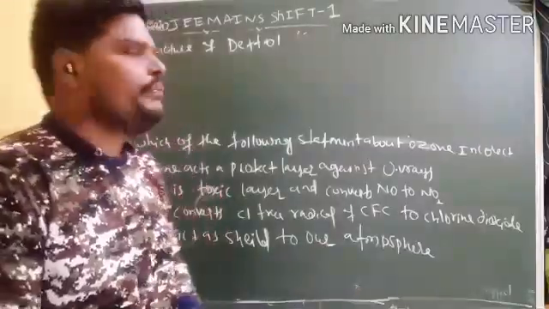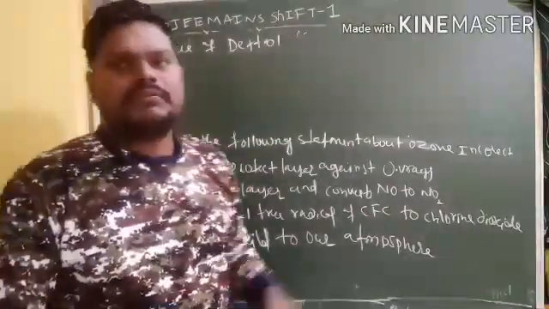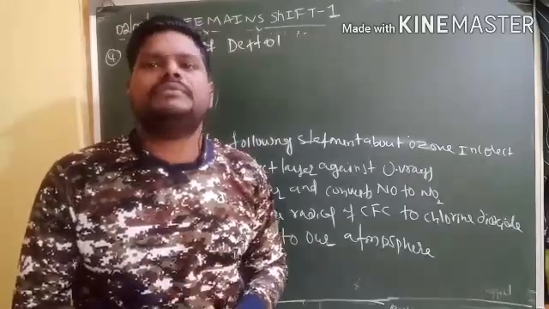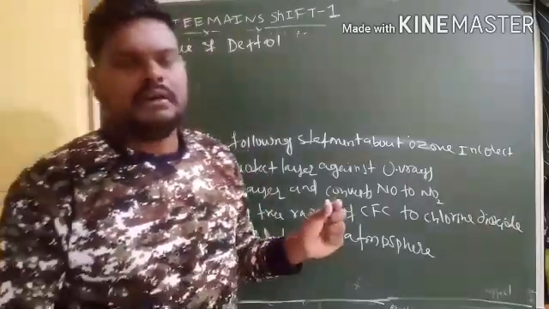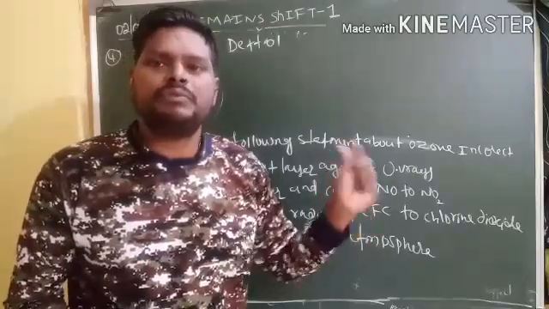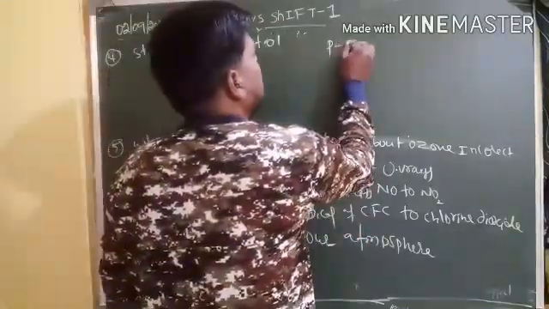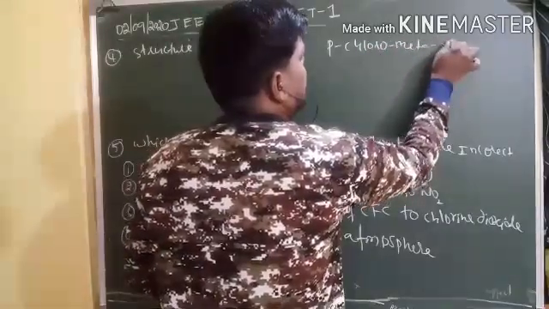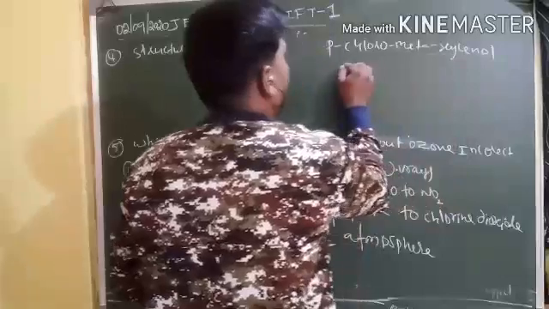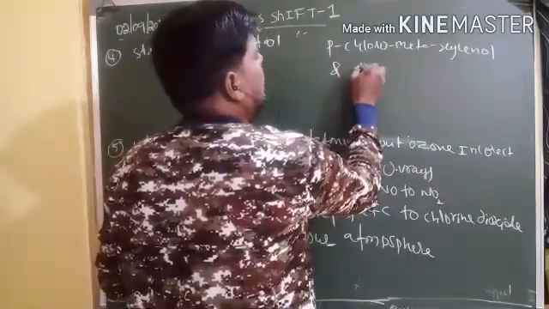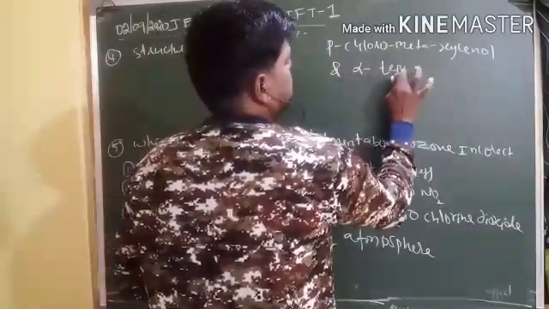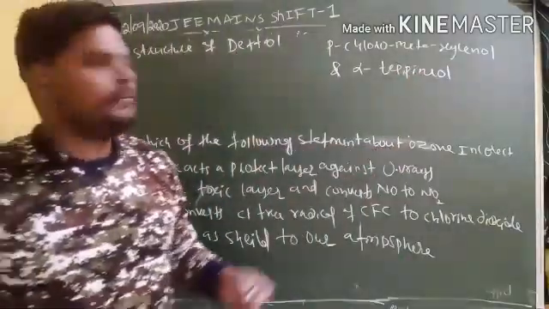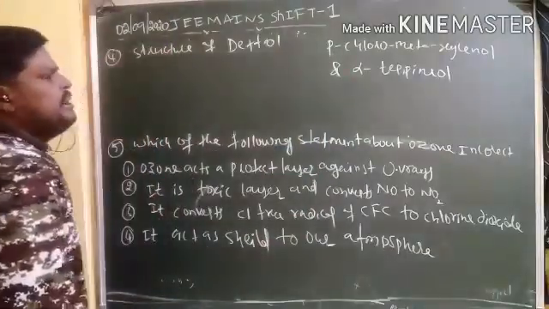So next question. Structure of Dettol. Of course, Dettol is very well known, which belongs to the chemistry in everyday life topic. So generally, Dettol is mainly made up of two compounds. One is parachloro metaxylenol and alpha terpineol. Alpha terpineol. So parachloro metaxylenol.